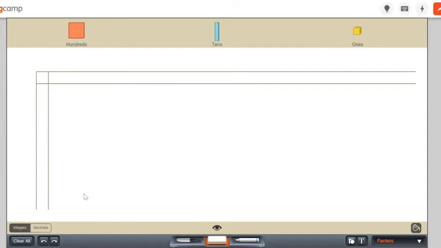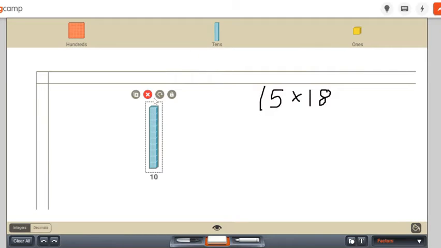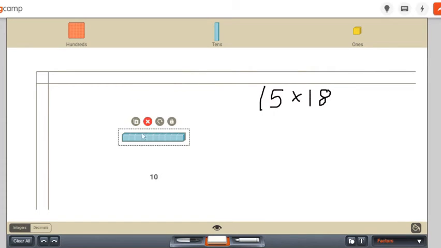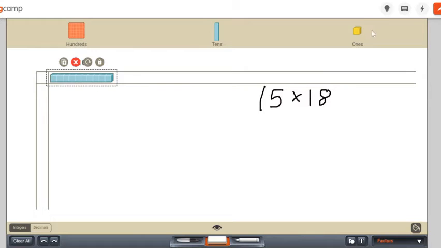We can use this for even bigger numbers, such as 15 times 18. So again, I'm going to build it with my 10s. I'm going to go ahead and flip it. So here's my 15. And then I'm going to build 18 along the vertical axis.